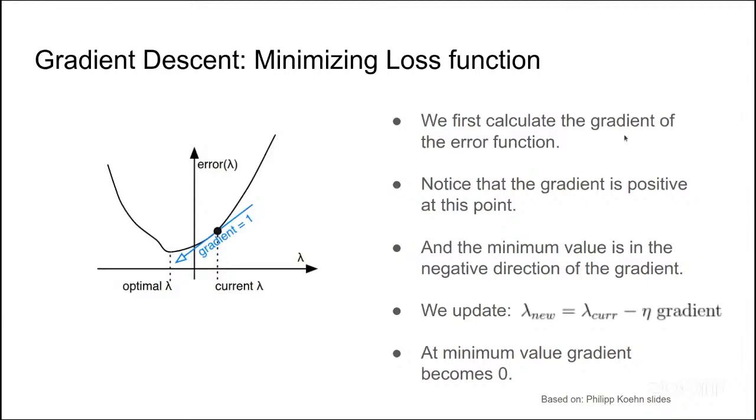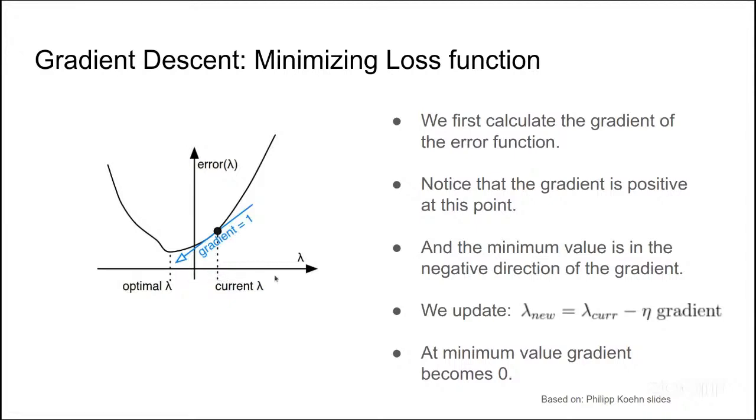You first calculate the gradient of the error function at this point. This is the gradient of the function, a tangent value. Notice that the gradient is positive; tan of this theta is positive. The minimum value lies in the negative direction, so from this point you have to go in the negative direction of the gradient, the backward direction.